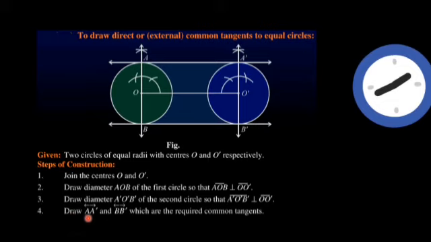Now we draw AA prime and BB prime, which are the required common tangents. Join these two points, extend it, and join these two points and extend it towards both sides. So these two are the tangents, which are the required common tangents.